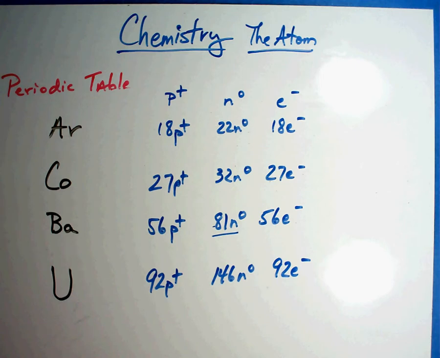Remember, you have to take the decimal number and do normal rounding. If it's 0.5 or above, you round up. If it's 0.4 or below, you just drop the decimal, and those are the numbers that you use. This is how you count protons, neutrons, and electrons within the atom.